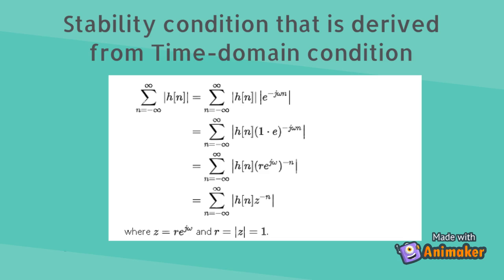infinity to plus infinity. Therefore, keeping r into e power of j omega as z, we can say that finally the equation will be the summation of mod of h of n into z to the power of minus n, from minus infinity to plus infinity. Here z is r into e power of j omega, and r is the magnitude of z, which is the radius of the ROC, meaning region of convergence, which is equal to 1. Therefore, we can say that the region of convergence includes the unit circle. By using this equation, we can find the stability condition for a discrete time signal.